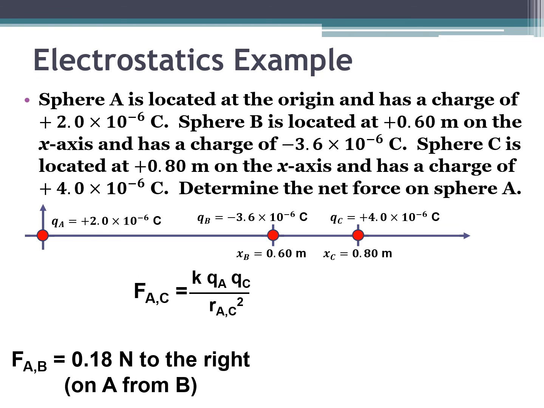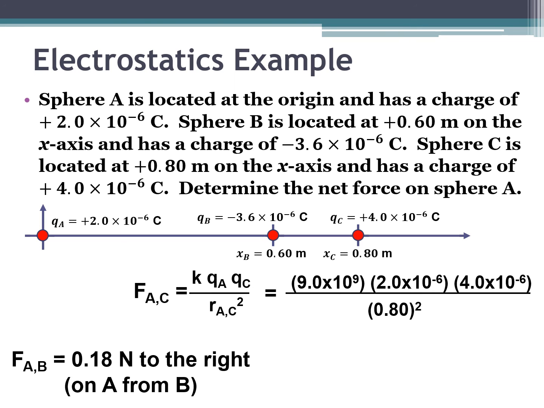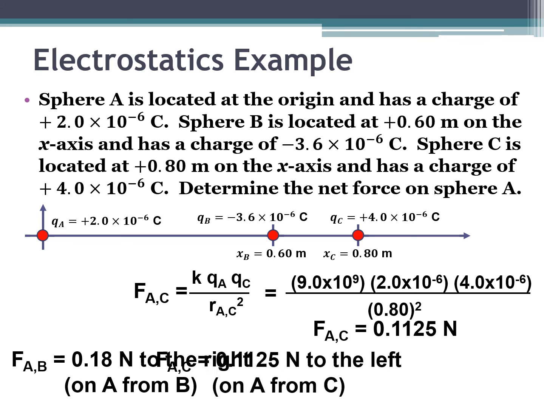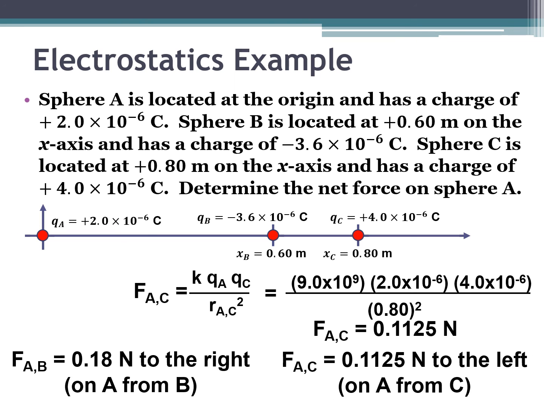Now for charge A and C, we have k times QA times QC divided by the distance between the two squared, 9 times 10 to the 9 times 2.0 times 10 to the negative 6 times 4.0 times 10 to the negative 6 divided by 0.8 squared. Punch that in your calculator, we get 0.1125 newtons. That's positive, which means repulsion, and repelling A is going to be away from charge C, which is going to be to the left. So it's 0.1125 newtons to the left.